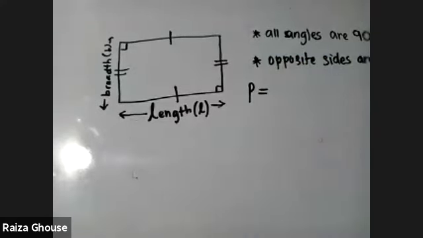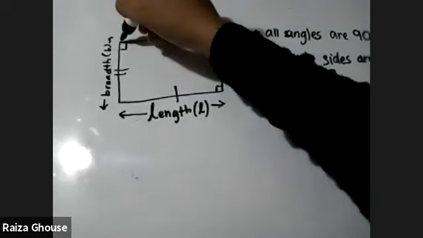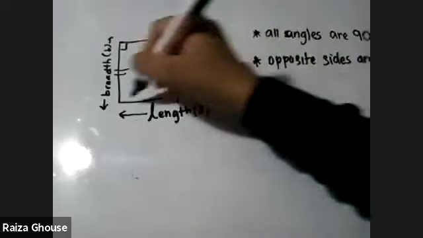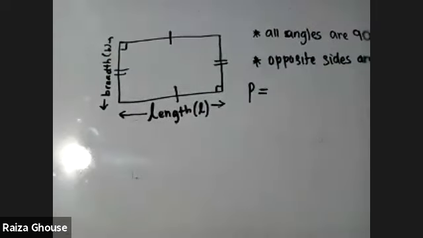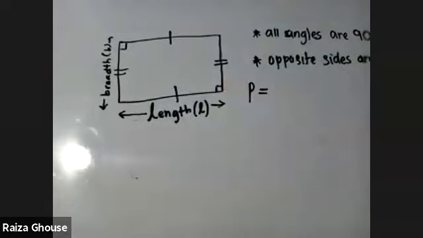For perimeter of a rectangle, I told you the definition now. Perimeter means outer distance. When you start from one point, you have to go around the figure until you reach the next point. That is perimeter. So, outer distance of this closed plane figure is called as perimeter.